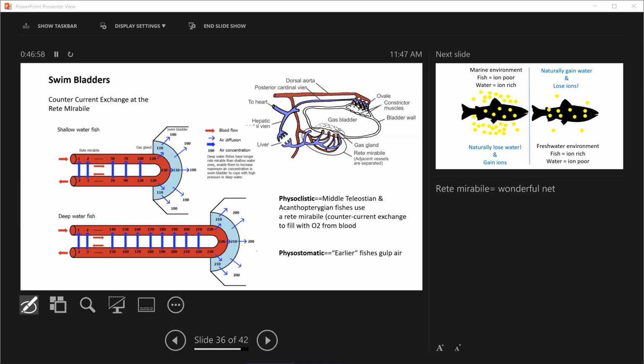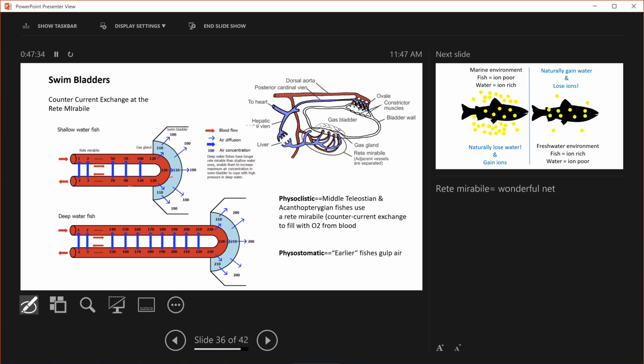This is what kept me up last night. I was thinking about swim bladders. Every time I woke up, I'd be like, physoclistic, swim bladders. Swim bladders use countercurrent exchange. There's two different types. There's the physostomatic, which gulp water, and there's the physoclistic, where they use a countercurrent exchange to pump up a swim bladder. As blood flows towards the bladder, it approaches a partial pressure of the air inside the bladder, and then as it flows back out, it essentially, you know what, I can't explain it.